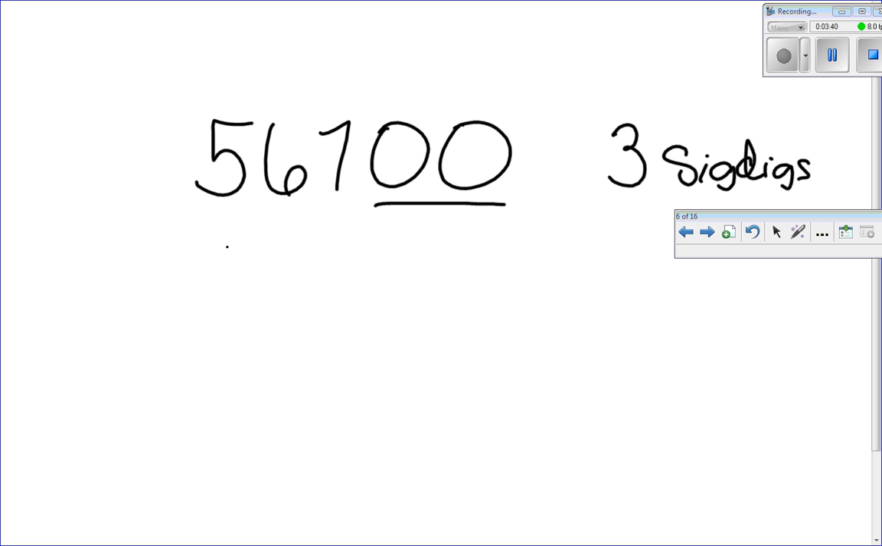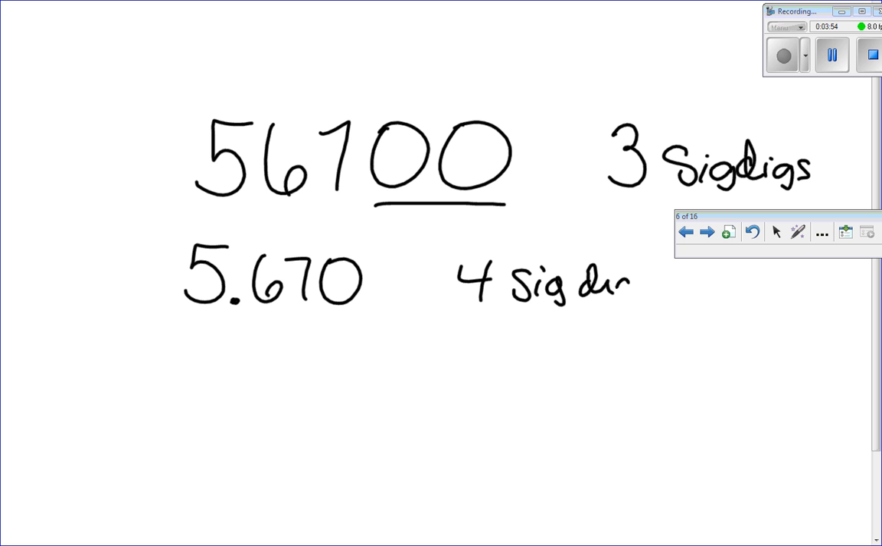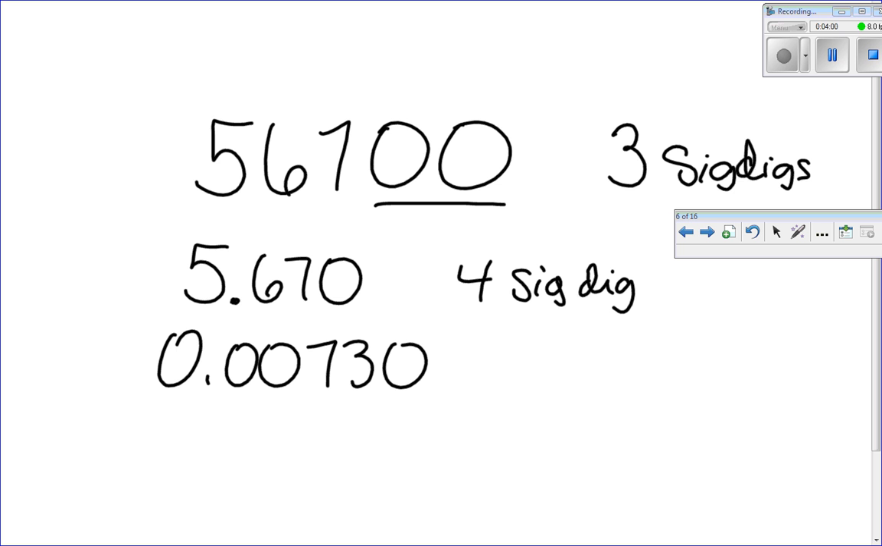If I have another number, 5.670, I see a decimal, I don't look at the back. I look at the front. I don't see any leading zeros, so everything counts. So there are 4 significant digits. So what if there's 0.00730? So what do I look at? Decimal, front doesn't count. 3 sig digs.